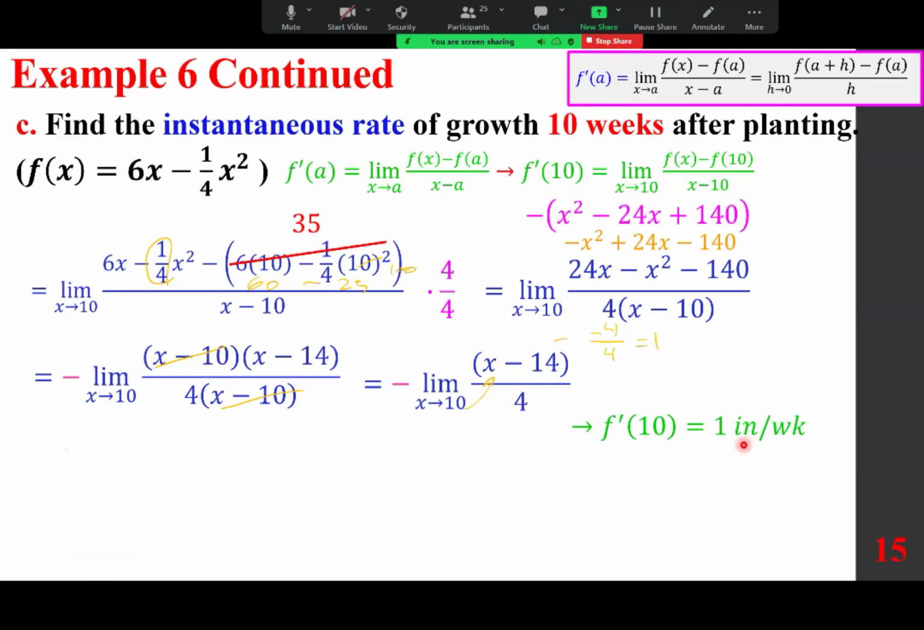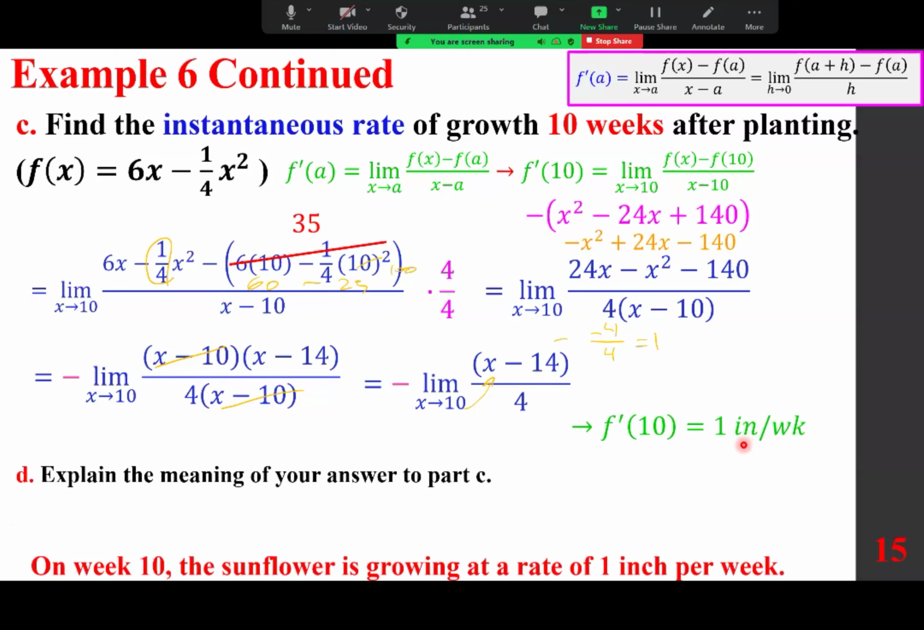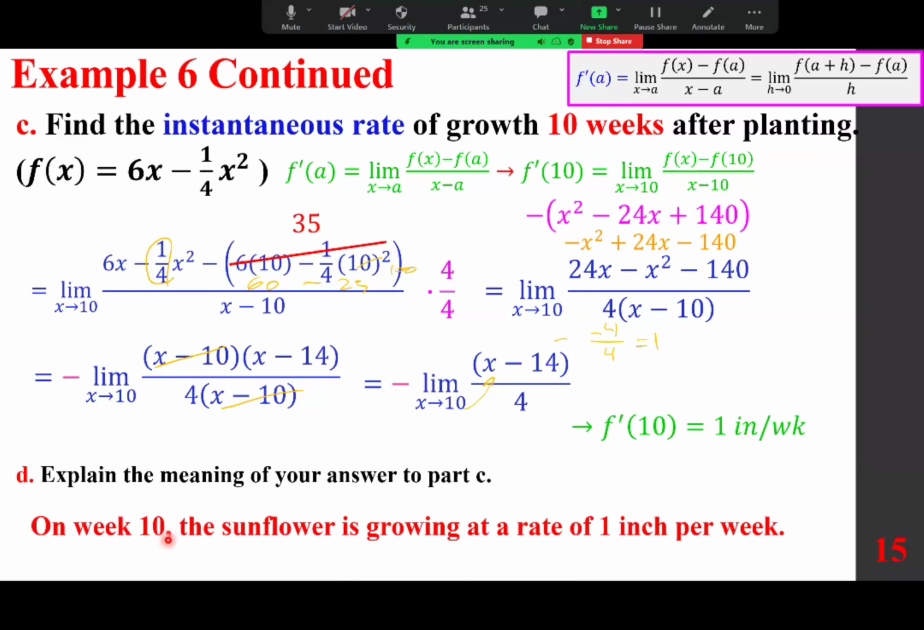Okay, which means what? We want to explain the meaning of the answer to part C. On week 10, the sunflower is growing at a rate of 1 inch per week.